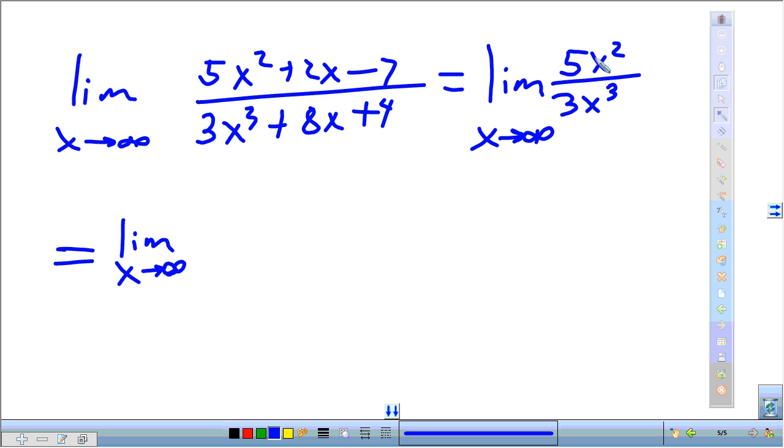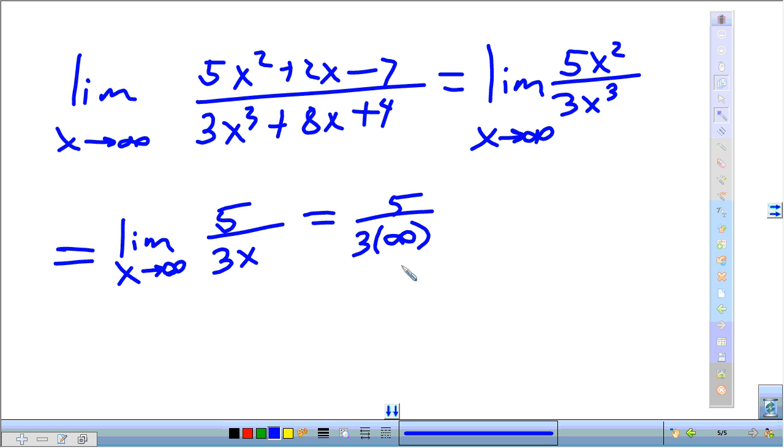Then, if I take that expression, I can divide out some x squared and end up with 5 over 3x. Now, if I evaluate with infinities, 5 over 3 infinity is actually a 0.